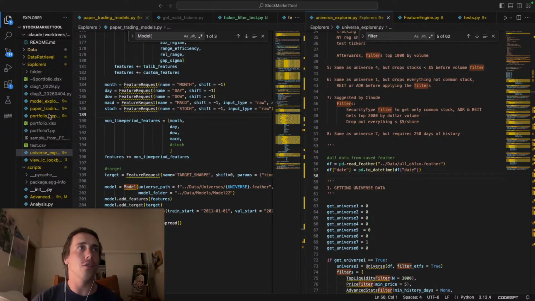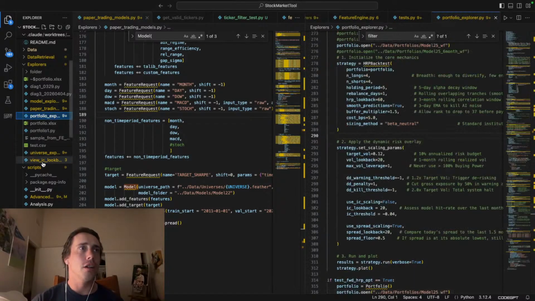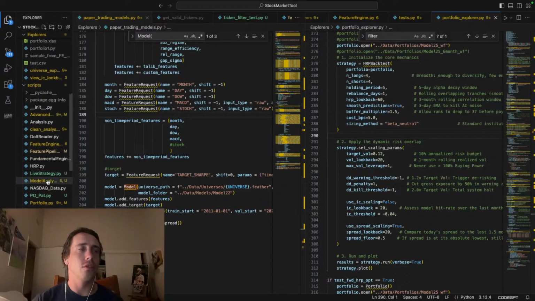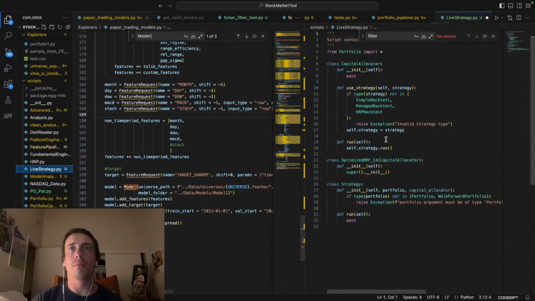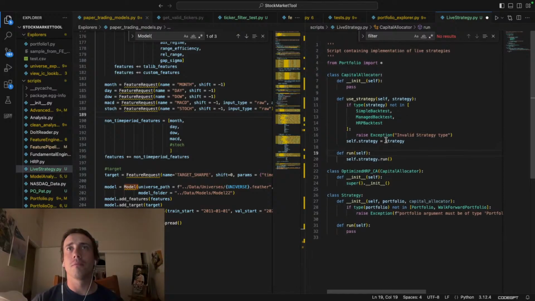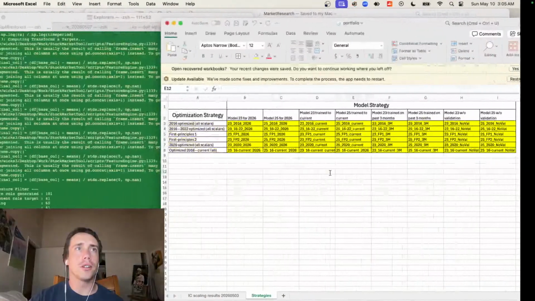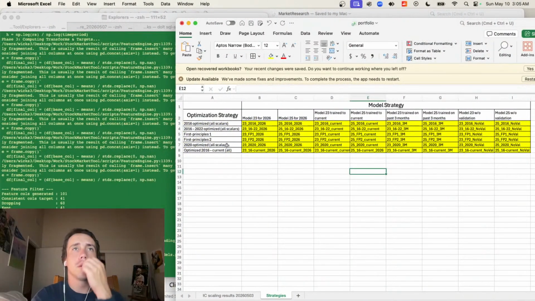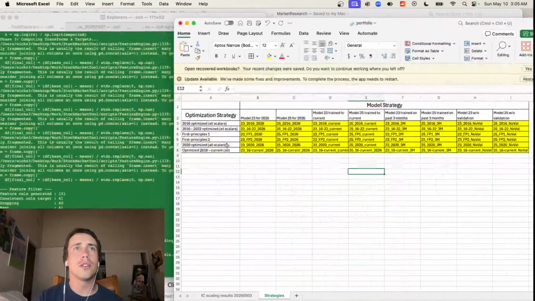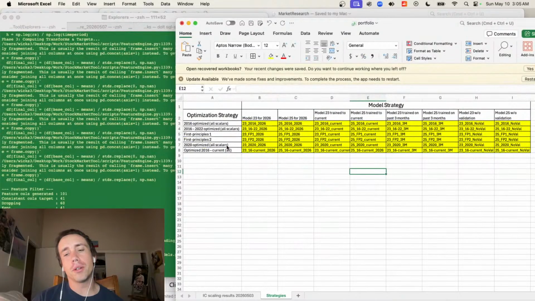So if I go to scripts, live strategy. Okay, so I have a capital allocator. So I could just make a different capital allocator. No, all I need is I'm implementing the HRP method for all.